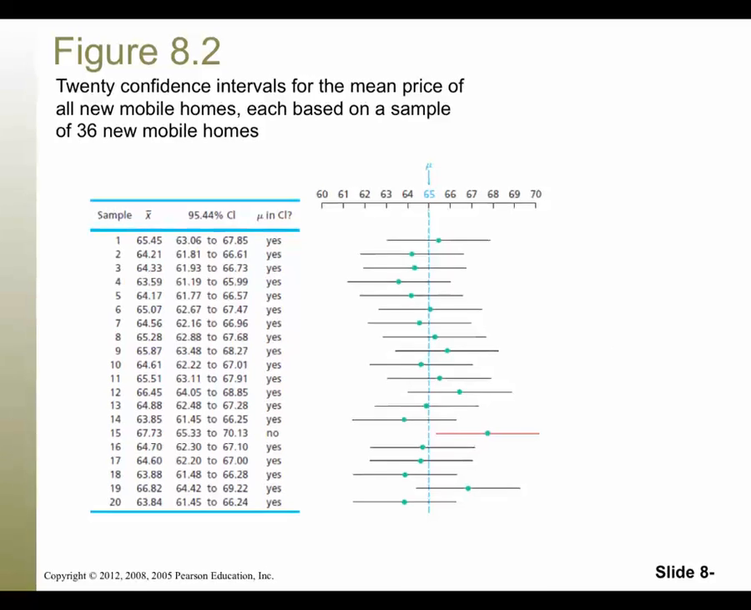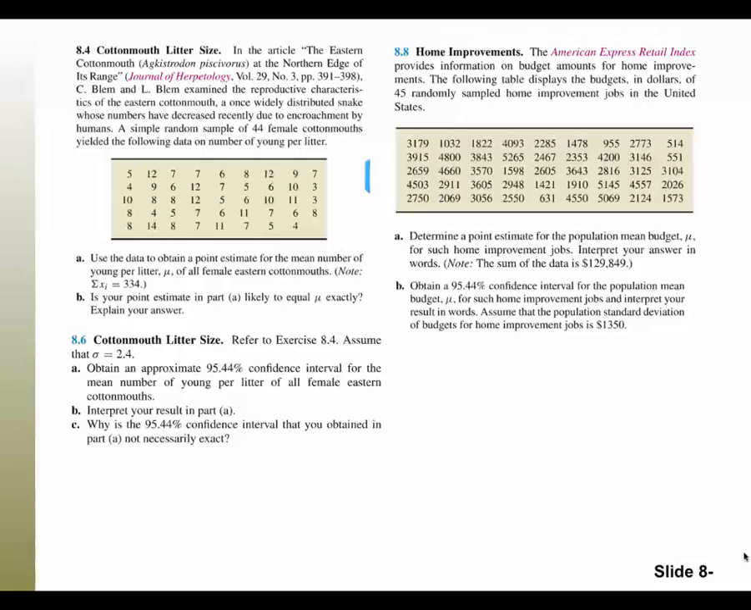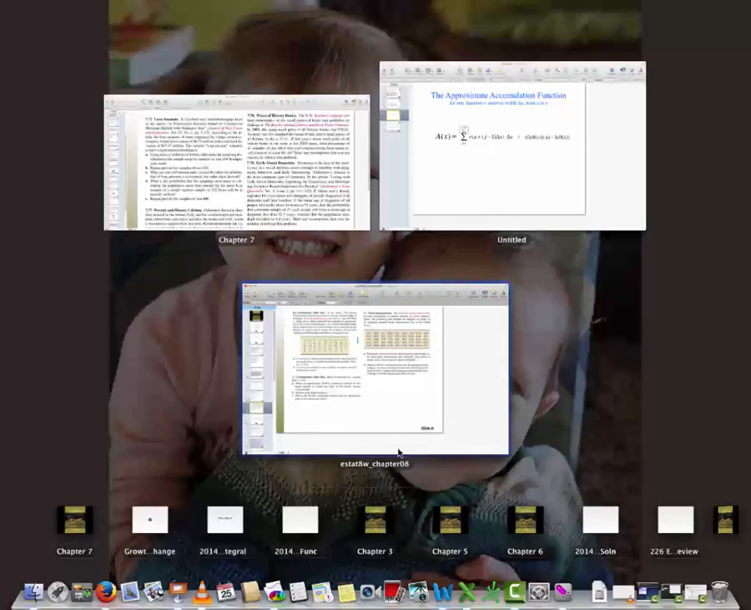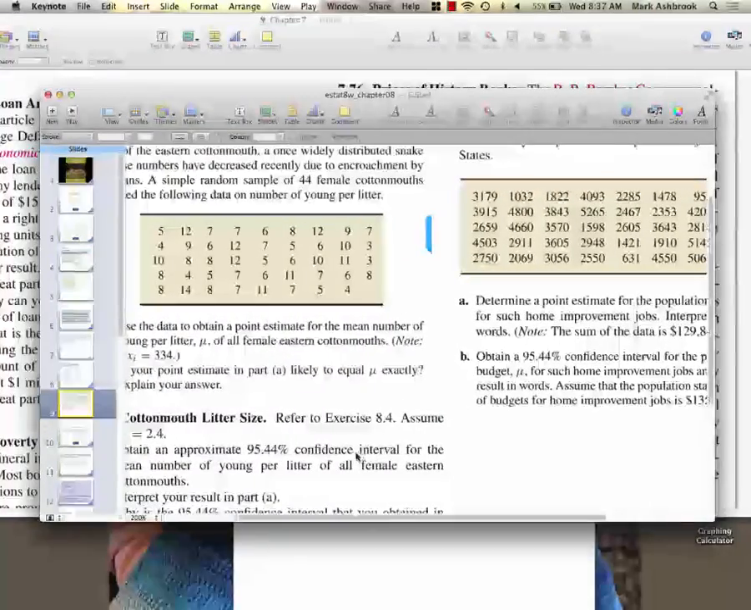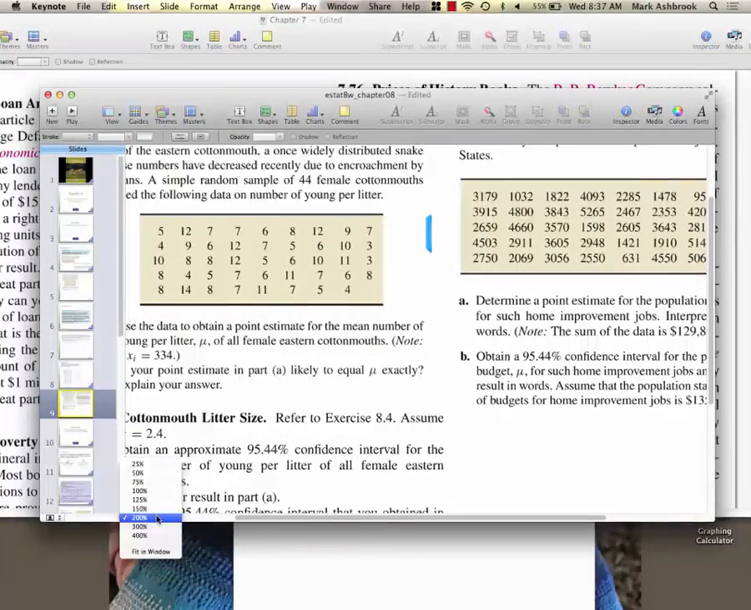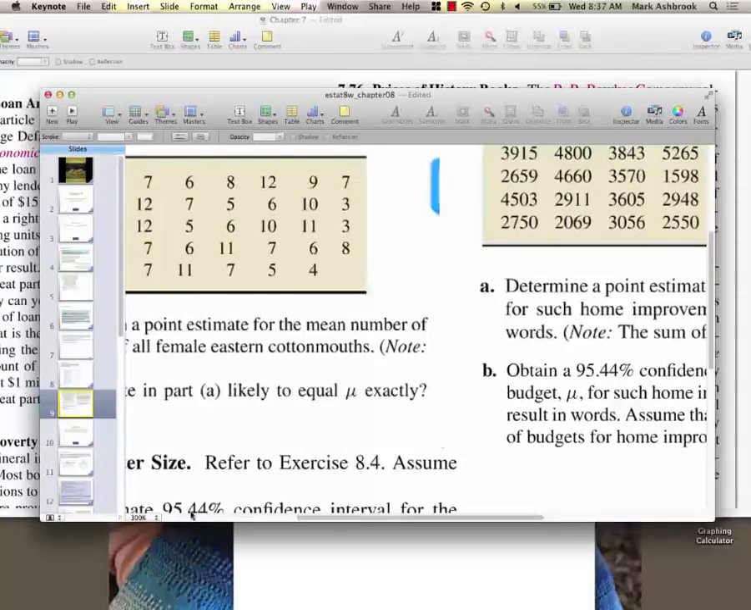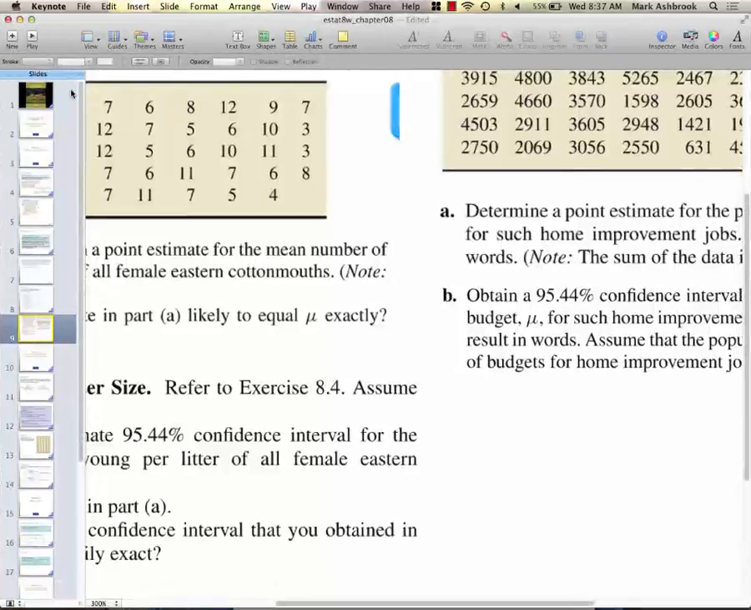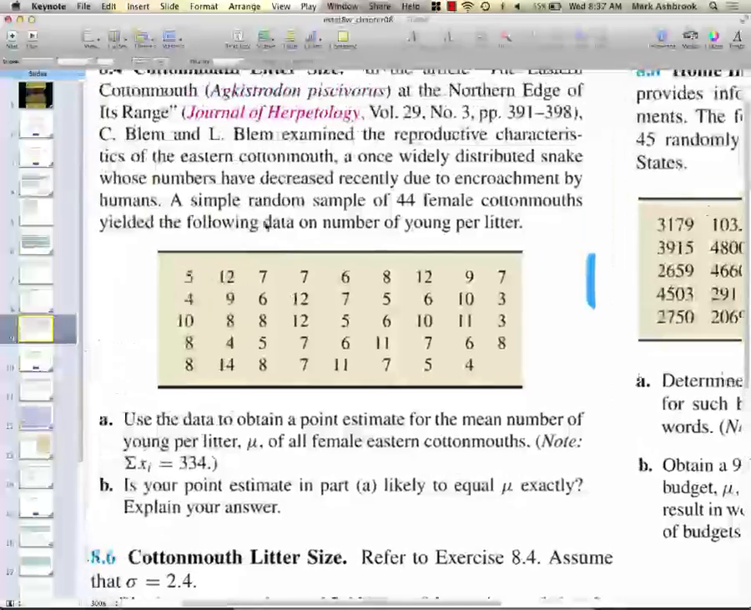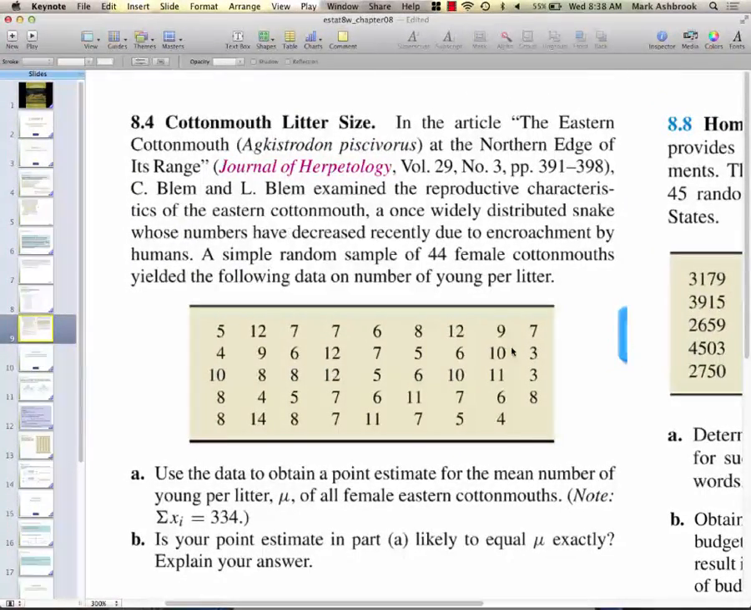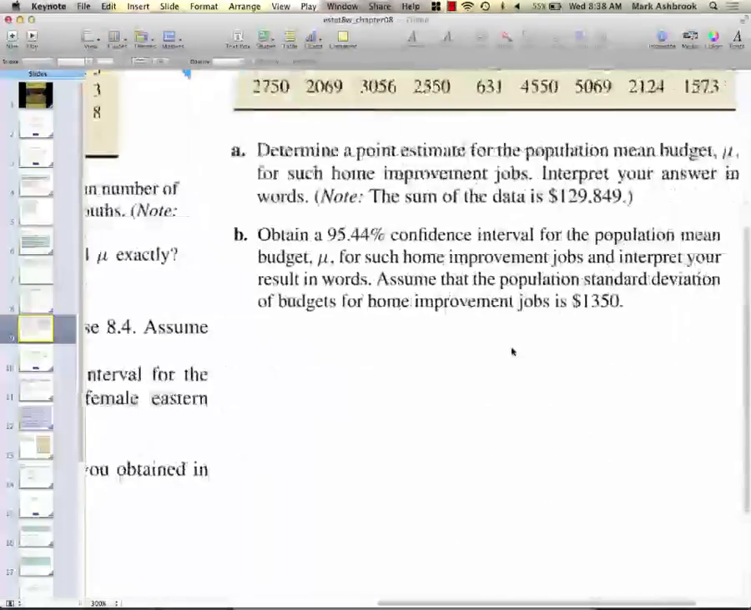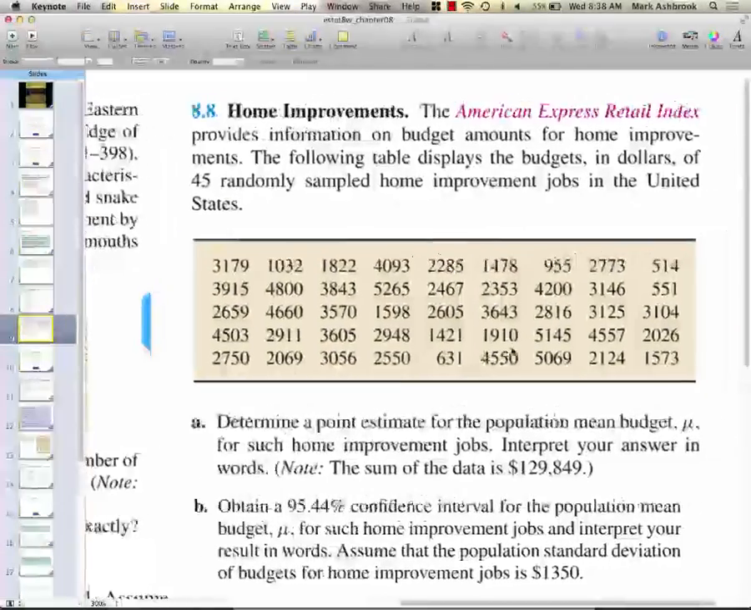Okay, so let's try an example and we'll be done. Okay, so here's, no, we just already did that. So let's look over here. Here we go. Let's do this one.